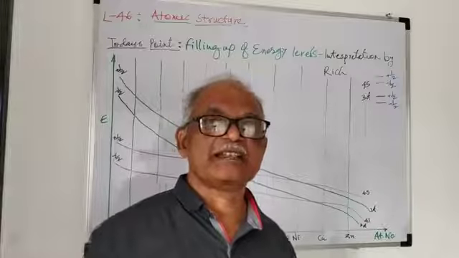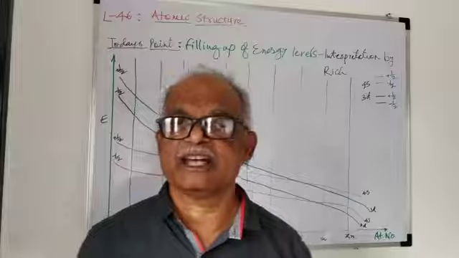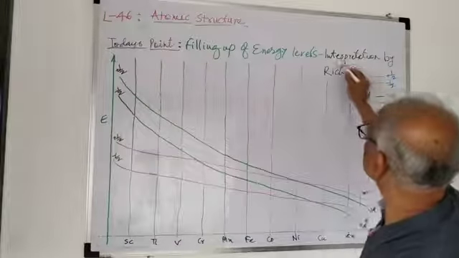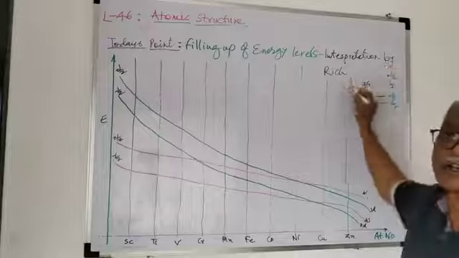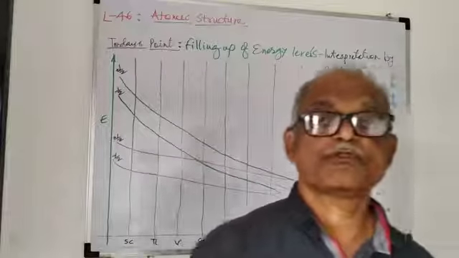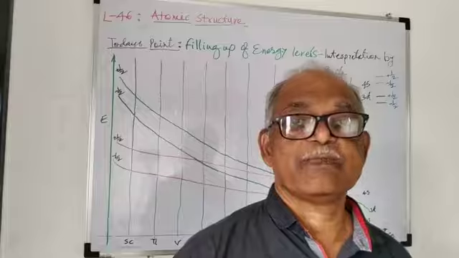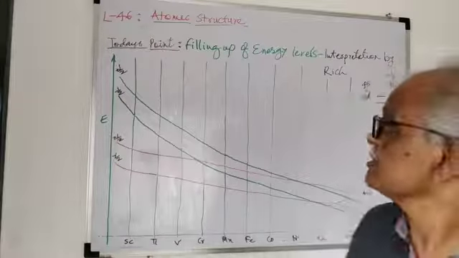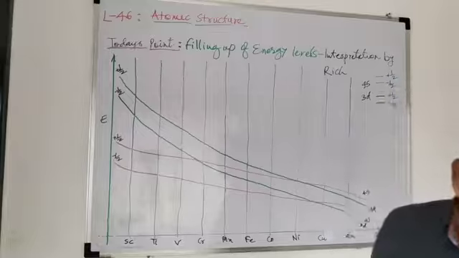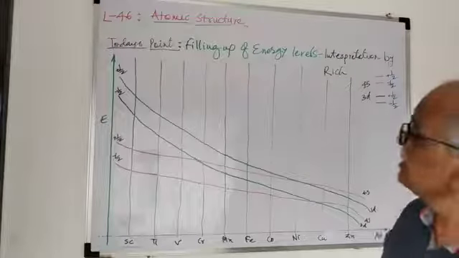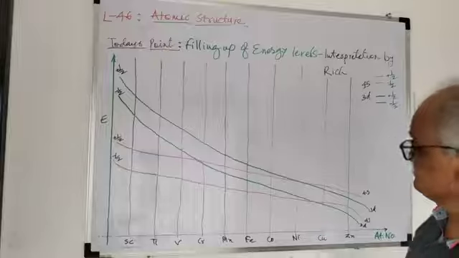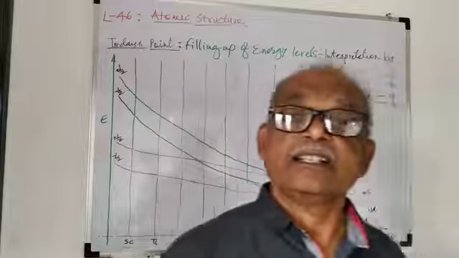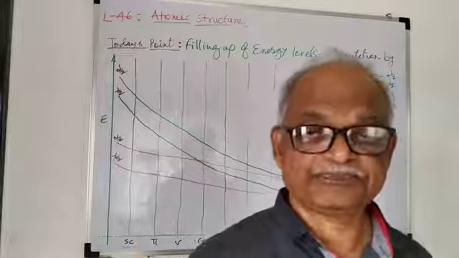This type of arrangement was further explained by the scientist Rich, so we have shown it as the interpretation by Rich. This type of distribution of electrons is explained by Rich. In order to understand this, we have to consider that every atomic orbital has the same energy.